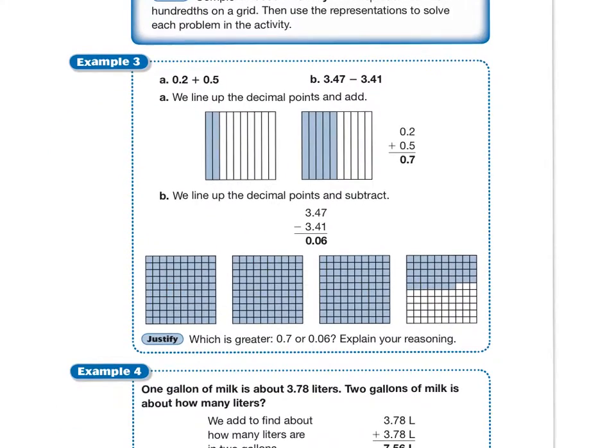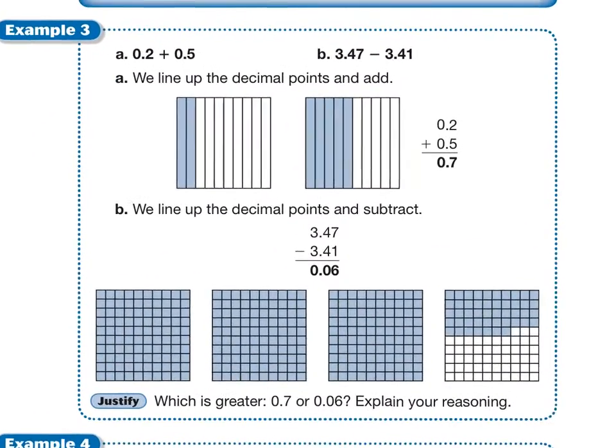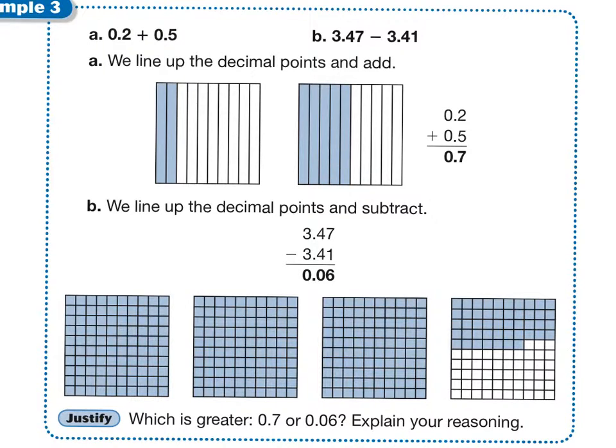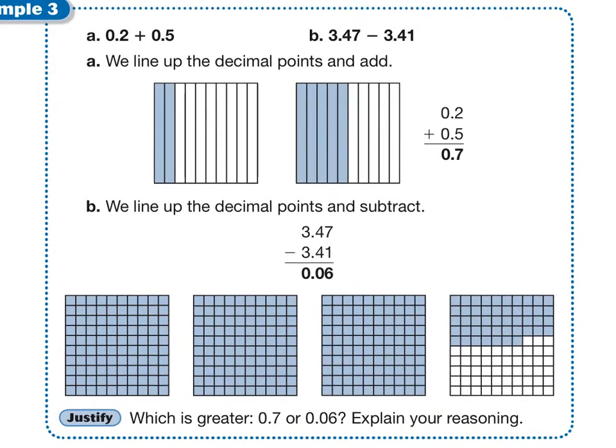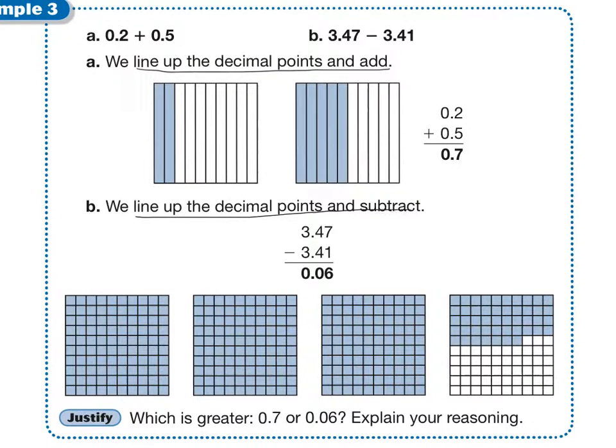So let's jump down to example 3, and you will be very surprised at the instructions that they give you once we establish these problems. So what we're seeing here, letter A, we have 2/10 plus 5/10. And as you can see on letter A, they give you a little explanation there. We line up the decimal points and then add. On letter B, we have 3 and 47 hundredths, take away 3 and 41 hundredths. And if you see those instructions, you line up the decimal points and subtract.